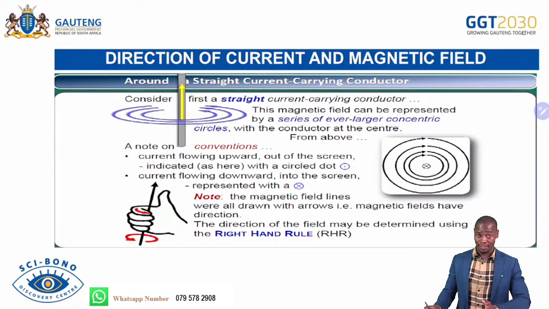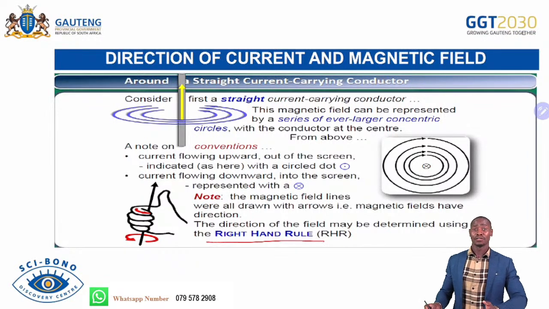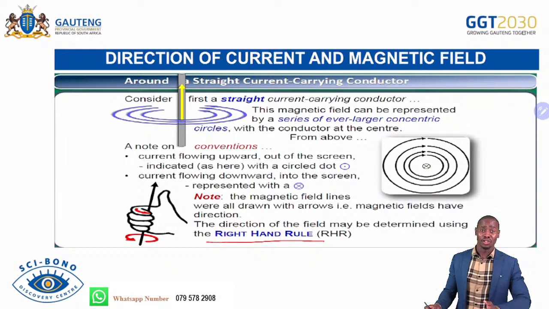The magnetic field, all right? And how do we find the direction of the induced magnetic field? We use the right-hand rule, right, to find the direction of the induced magnetic field.